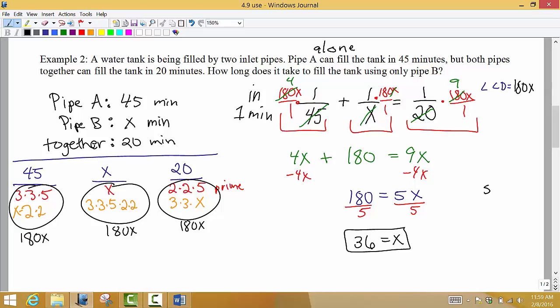Okay, if you're in doubt about that, you can always do the long division. 5 goes into 180. You first do 5 goes into 18 3 times. Subtract off the 15. Okay, and 18 minus 15 is 3. Bring down the 0. 5 goes into 30 6 times. So you can always do the long division if you're having trouble with figuring out 180 divided by 5. So we get x equals 36, and let's go back up to our representation section. That means that pipe B can actually accomplish the job alone in 36 minutes.